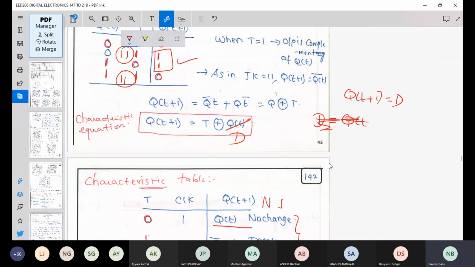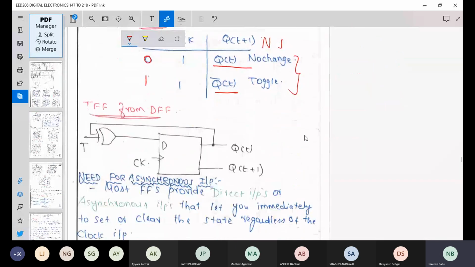So this is a D flip-flop, right? You XOR this with what? Your T input is XORed with your present state Q of T, which is nothing but your D input here. So this will become a T flip-flop, right?